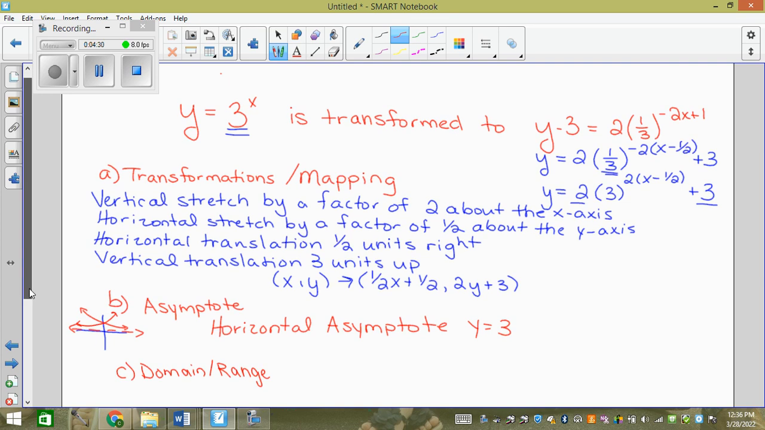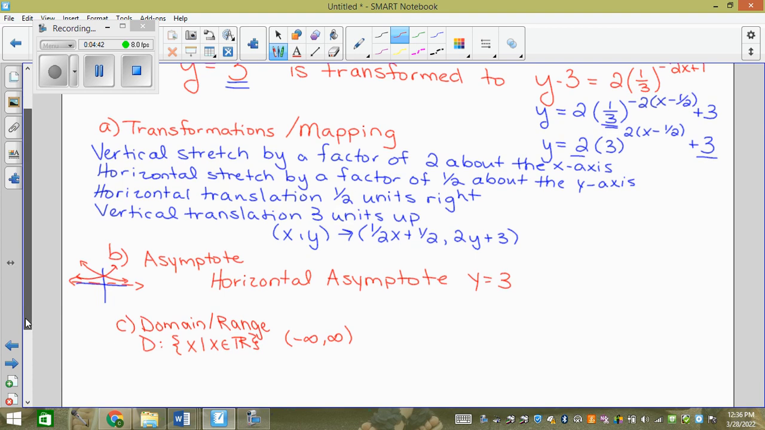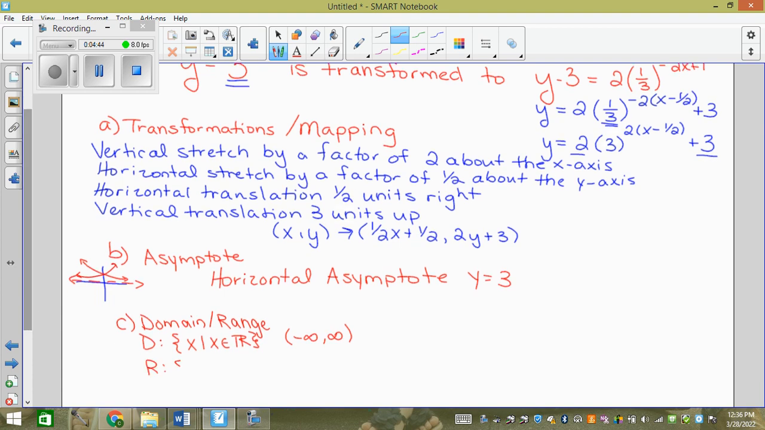What's my domain of every exponential function unless it's a word problem? x is an element of the reals. In interval notation, negative infinity to positive infinity. Now my range is always greater than, not equal to, because it's a dashed line, an asymptote, right? Greater than the asymptote, unless there's a reflection which causes it to go down.